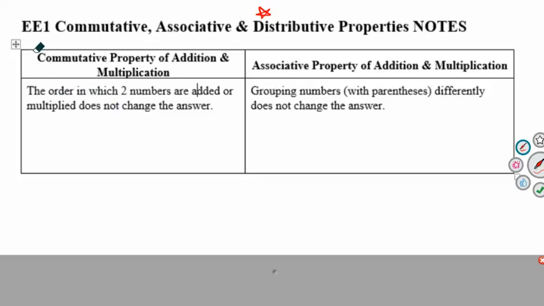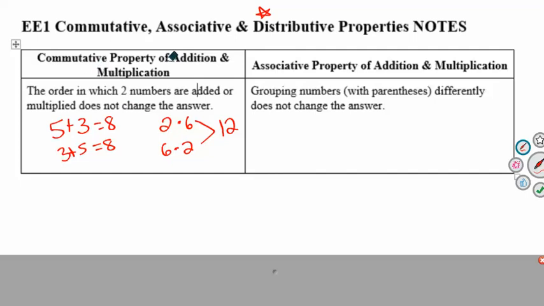Alright, so I'm going to give you some examples. The commutative property simply means the order in which I add or multiply two numbers does not affect the answer. So what I mean by that, if I said 5 plus 3, that gives me 8, but the same thing, if I do 3 plus 5, that is still 8. So the order in which I added did not change the answer. Same thing for multiplication. If I say 2 times 6, that gives me 12, but so does 6 times 2. So either way, they're still going to give me 12. So the order in which I add or multiply does not affect the answer. And that makes sense to you, right?